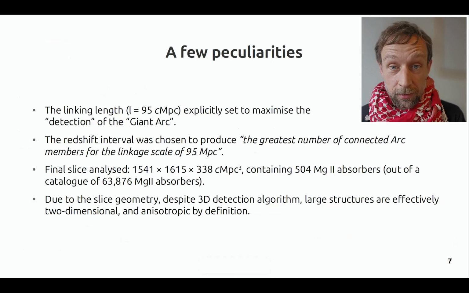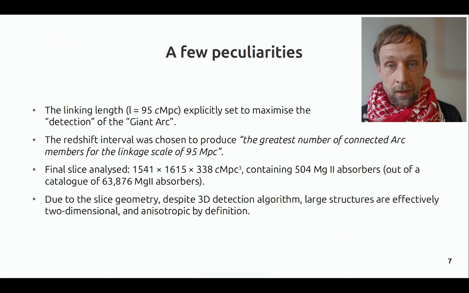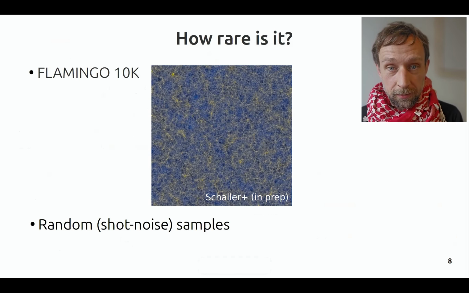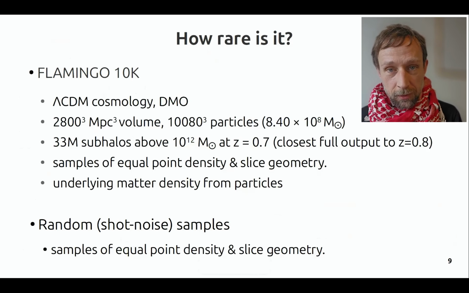And any structure that is as big as a giant arc that would fit in such a thin slice is by definition already highly anisotropic. But we wanted to ask, how rare is it? And so for that we needed a big cosmological simulation. It wouldn't fit in the box of the Millennium simulation, for example. So we used Flamingo 10K, which is a large simulation assuming ΛCDM cosmology.